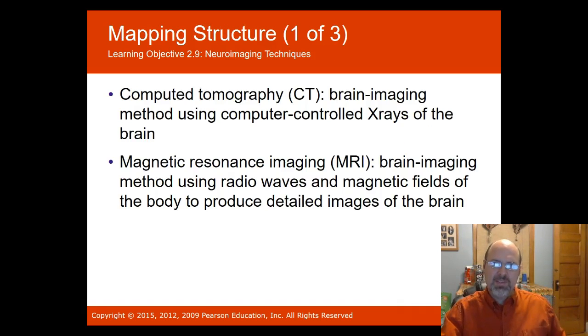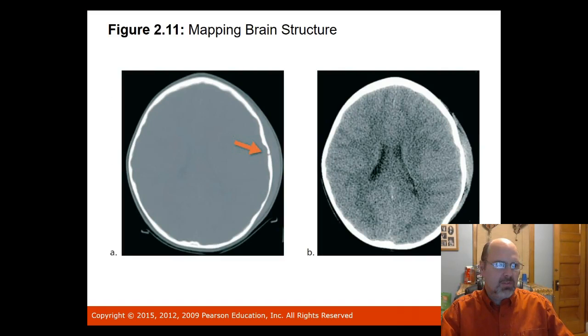There's also what's called the CT scan, to image the brain using x-rays of the brain. There's what's called the MRI, which is magnetic resonance imaging, a brain imaging method using radio waves and magnetic fields. This is an example of the CT scan.